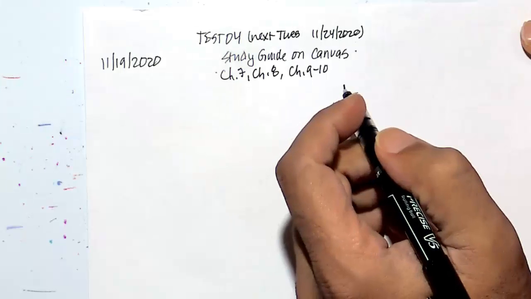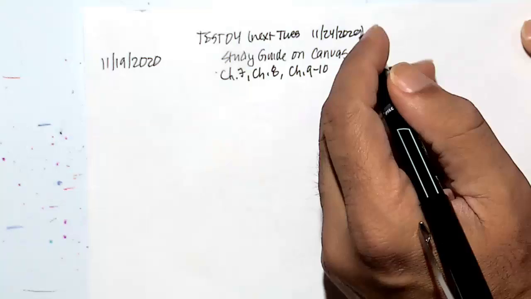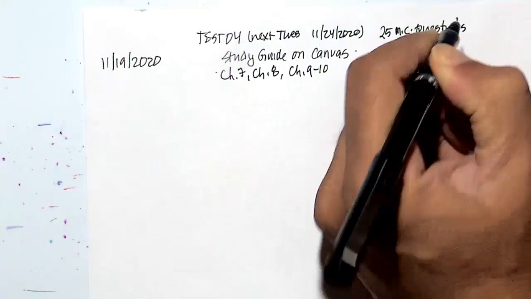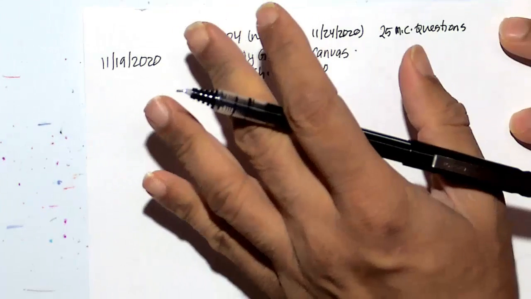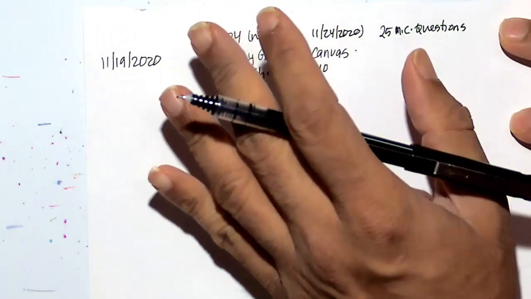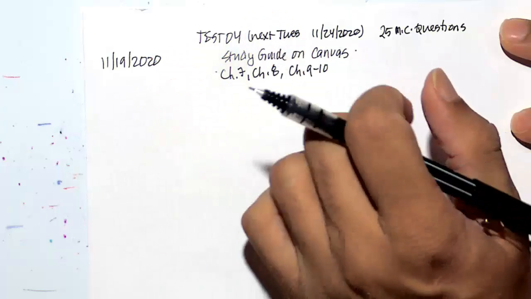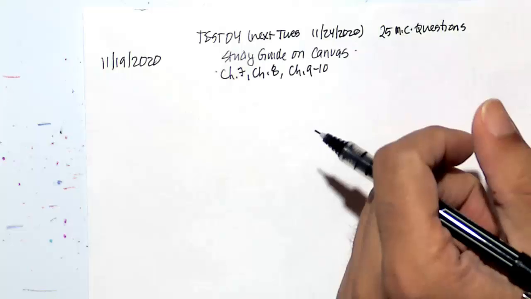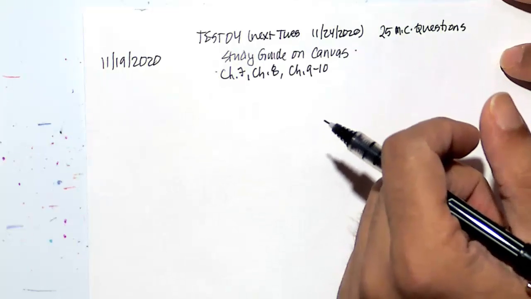The test will cover Chapter 7, Chapter 8, and then Chapter 9 and 10. I merged them together. I lectured them as one unit. And the test will be 25 multiple choice questions, and then that's it. No, there will not be a problem set. All right, so that's the main thing. That should be your focal point for next Tuesday. I just never had the time to do a problem set, so just so much stuff going on.